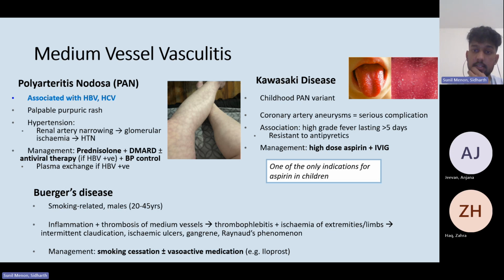Then Buerger disease, also known as thromboangiitis obliterans. So this is strongly associated with smoking. I always remember this as ESR as the features. So E being extremity ischemia, S being superficial thrombophlebitis, which is thrombus formation in a superficial vein, and then you get the Raynaud's phenomenon. Extremity ischemia meaning intermittent claudication and ischemic ulcers.